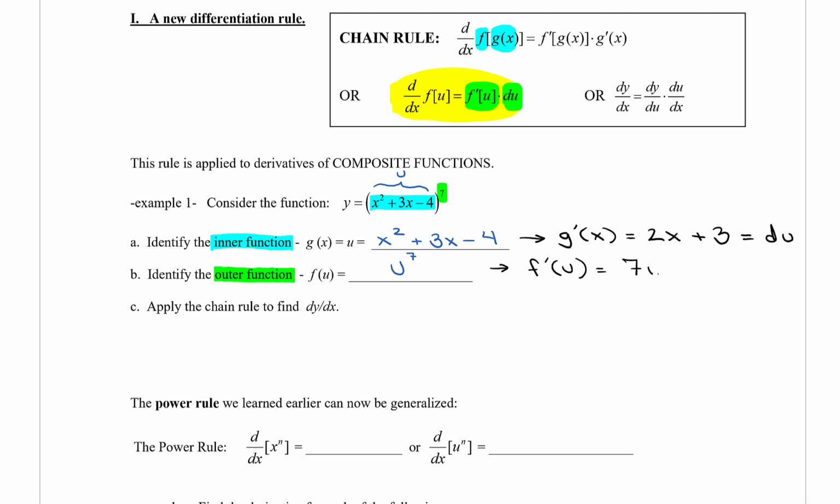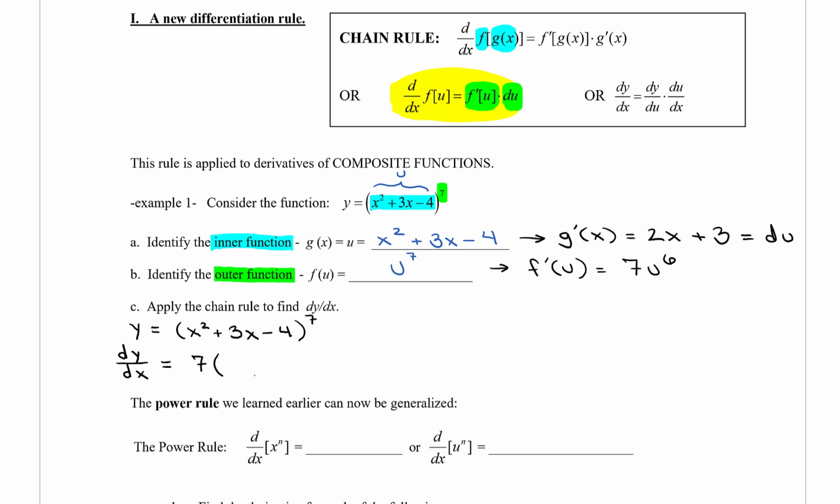Now that we have found the inner function and the derivative of our inner function, and we found the outer function and the derivative of our outer function, we can apply the chain rule. So part C says, apply the chain rule to find dy/dx, the derivative of y with respect to x. So let's go ahead and do that. I'm going to copy the original function down under C. So I'm going to write y equals, open up a set of parentheses, inside the parentheses we're going to write x squared plus 3x minus 4, close the parentheses, and all of this is being raised to the 7th power.